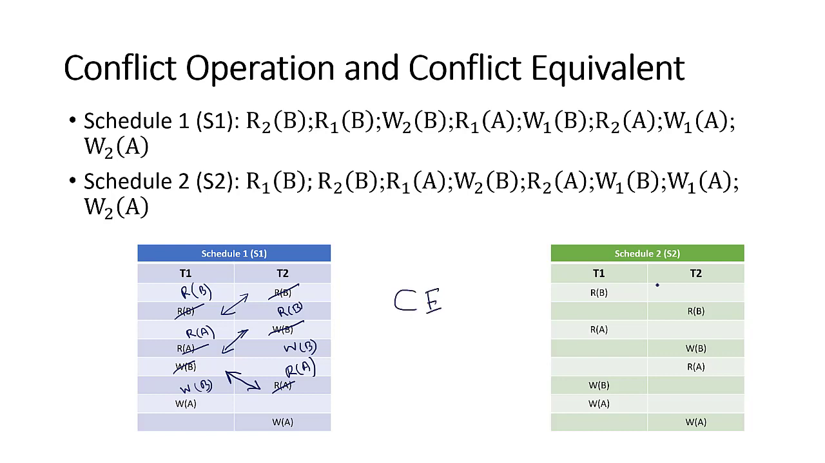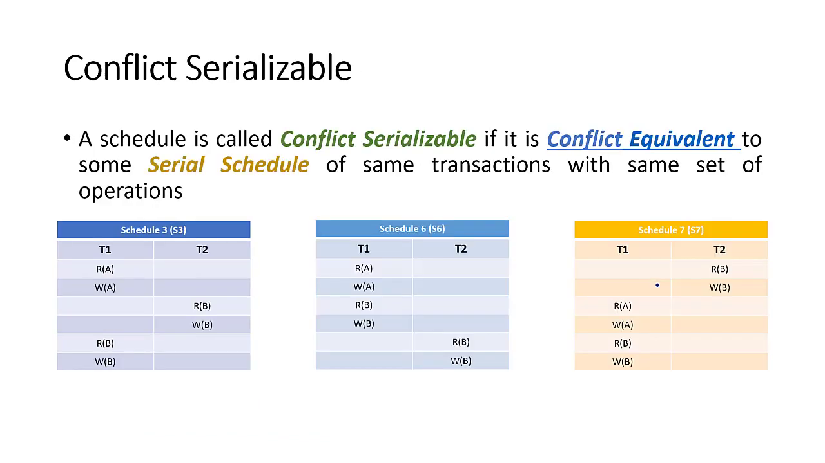Next, by using the idea of conflict equivalent, we are going to define the conflict serializability. So what is the conflict serializability? When a schedule is conflict equivalent to a serial schedule, we say that it is a conflict serializable schedule. So consider the schedule 3 and there are two transactions T1 and T2, and the following schedule can be either schedule 6 or schedule 7 using the same transaction with same operations.